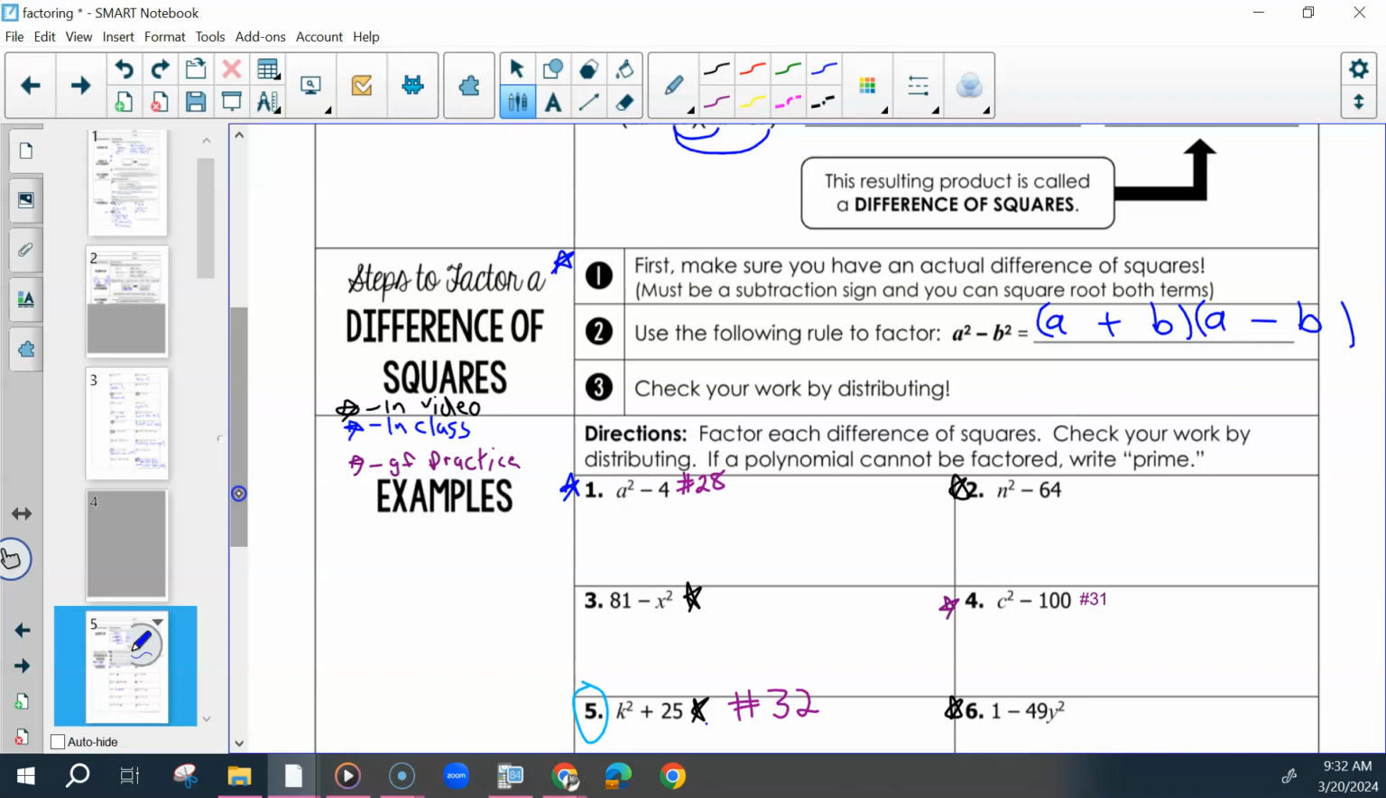And then you can check your work by distributing, FOIL method, box method, any of those. So if I did a times a, that would give us a squared. A times negative b is negative ab. B times a is positive ab. And b times negative b is negative b squared. And then those would cancel. So you could always distribute to check your answer. You don't have to do that. It's not a necessary step, but you can. So we're going to be rewriting these into this format.